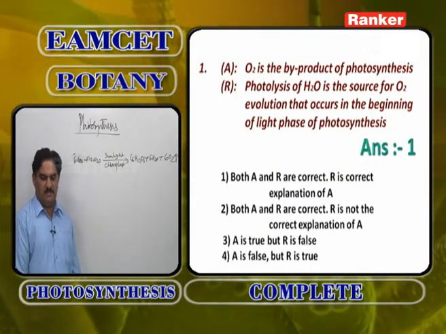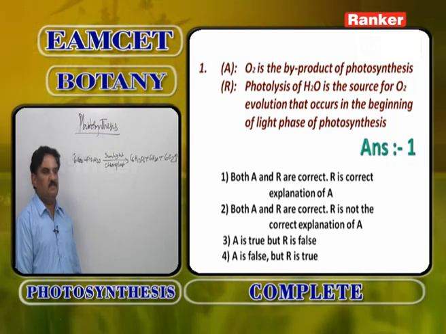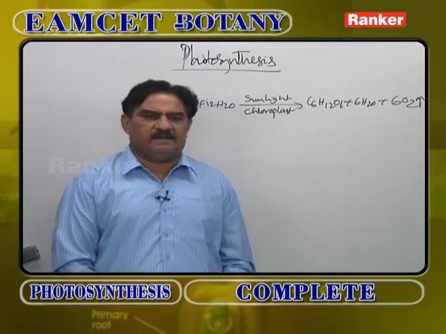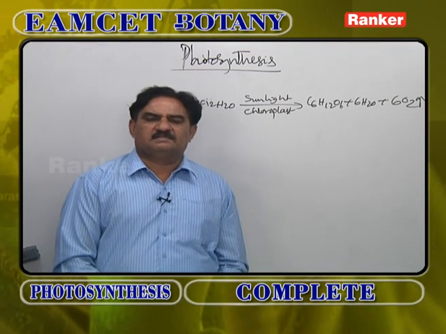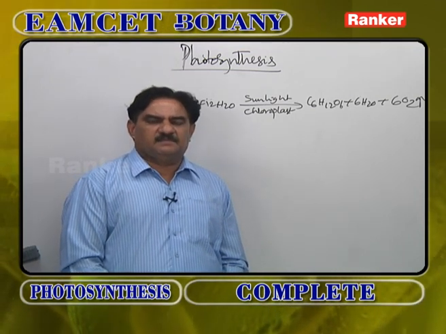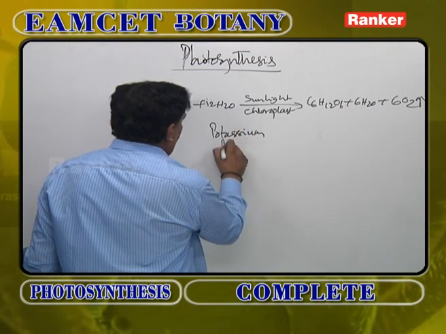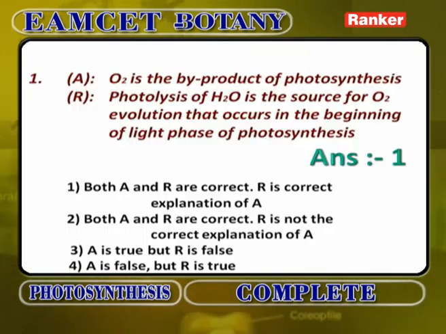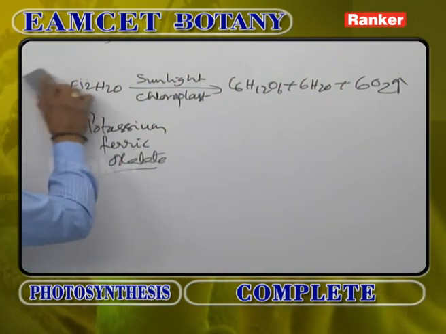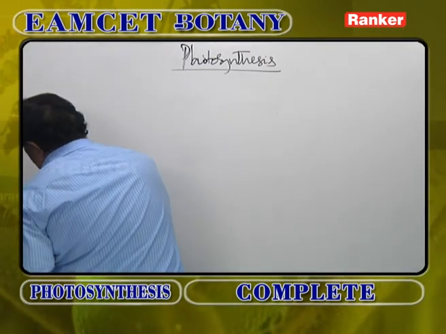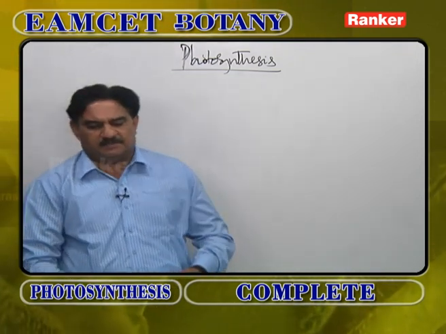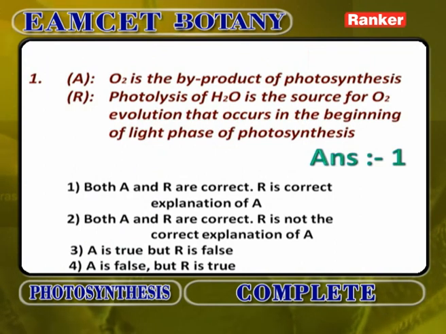Photolysis of water is the source for oxygen evolution that occurs in the beginning of the light phase of photosynthesis. The first step in the light phase itself is photolysis of water or Hill reaction. Hill proposed that whenever a chloroplast is isolated and exposed to sunlight, in the complete absence of carbon dioxide but in the presence of a hydrogen acceptor, the hydrogen acceptor used by Robert Hill being potassium ferric oxalate, the chloroplast liberates oxygen. It is liberating oxygen in the complete absence of carbon dioxide, so definitely it is coming from water. So both A and R are correct. R is the correct explanation of A, first option.